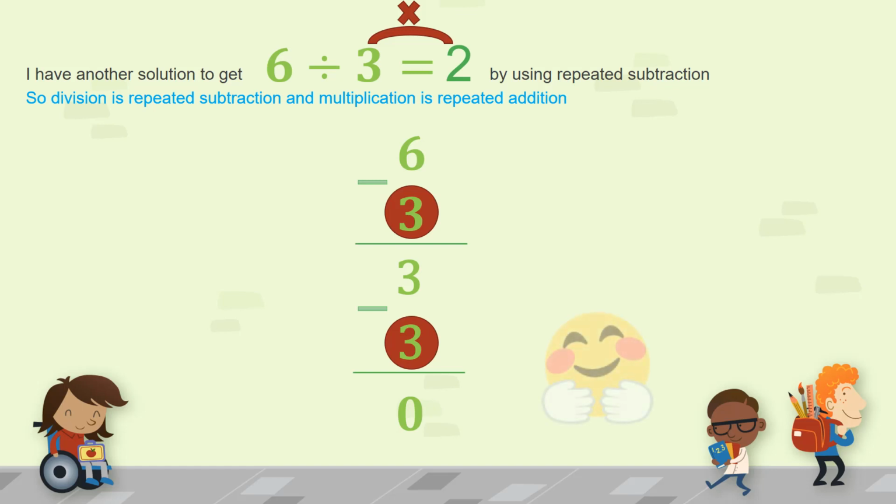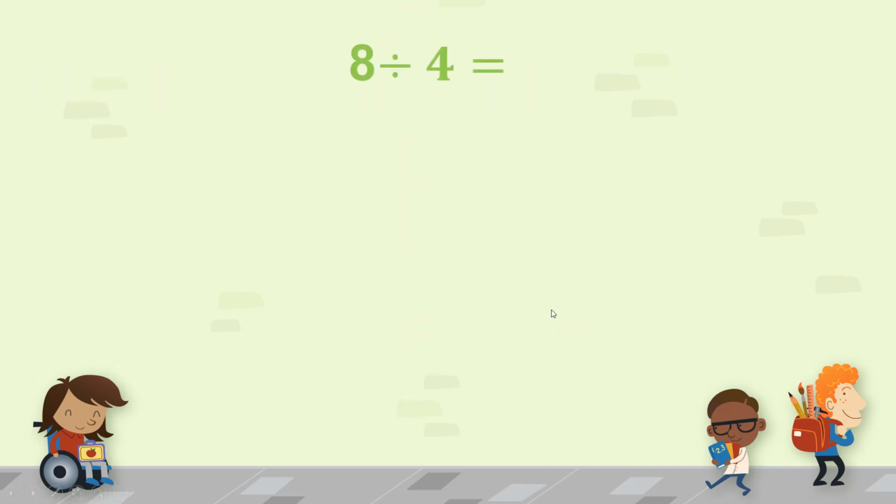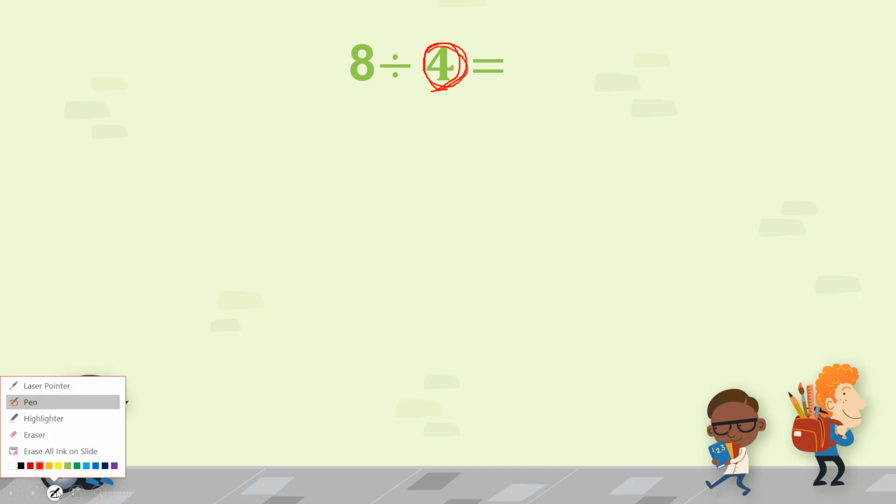Now I want to divide 8 by 4 using repeated subtraction. Who can tell me what I should do? Someone is telling me that I can subtract 4 from 8 because I have 8 divided by 4. How many times will I subtract 4 from 8? Okay, let's see together.